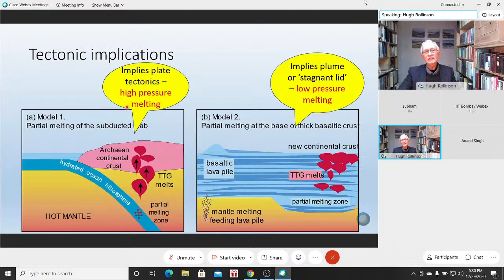So we actually have a means of attempting to discriminate between these two models, looking at the difference between high pressure and low pressure melting, and whether we can see a signature of that in the chemistry of the rocks, the TTGs.